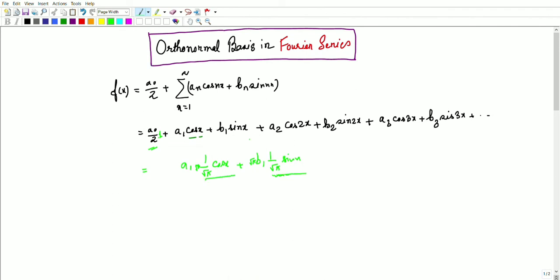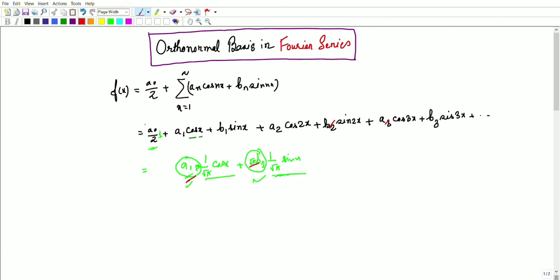So now what will be the effect? In a Fourier series, this cos x, sin x will not change. What will change, from function to function, are these coefficients a1, b1, a2, b2. Only these Fourier coefficients will change. Okay, so we can write the Fourier series in terms of orthonormal basis functions, which are 1 by root pi cos x and 1 by root pi sin x, with different Fourier coefficients, and this way we can have the Fourier series.